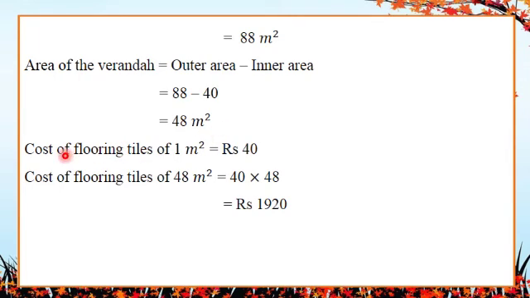Now we have to find the cost of flooring the tiles of the veranda, and the cost is given to us that 1 meter square cost is rupees 40, and total we have 48 meter square for the tiling. So the cost of flooring the tiles of 48 meter square is equal to 40 times 48. Simply we will multiply the cost with the area, and after the multiplication I will have rupees 1920. This is the cost of tiling the veranda around a given room.